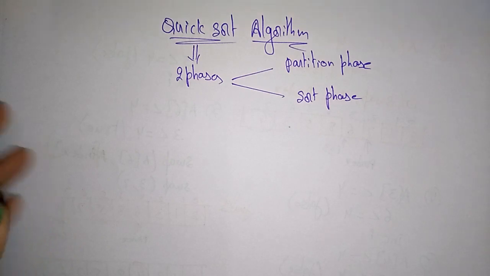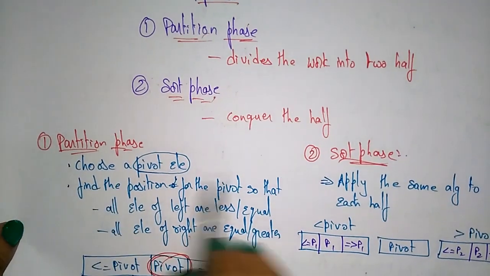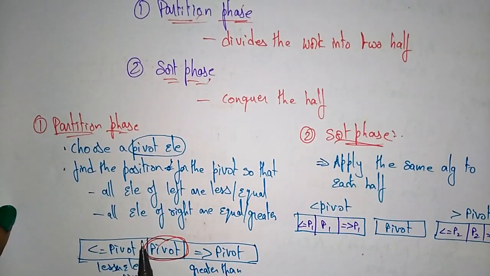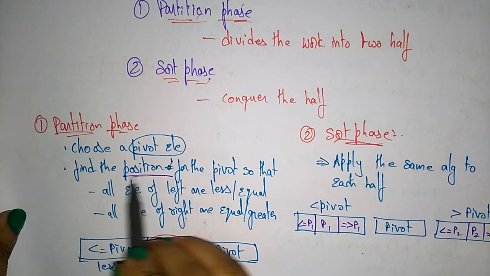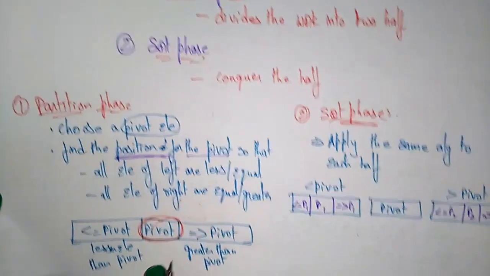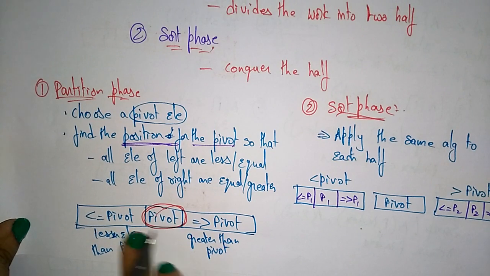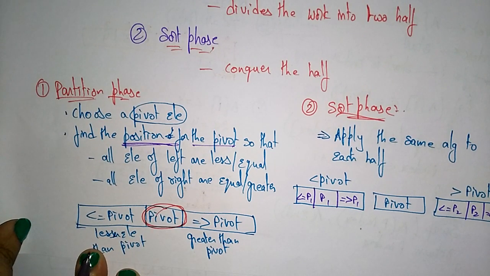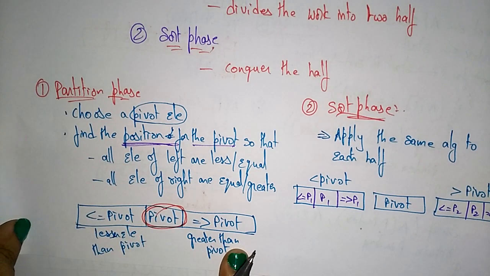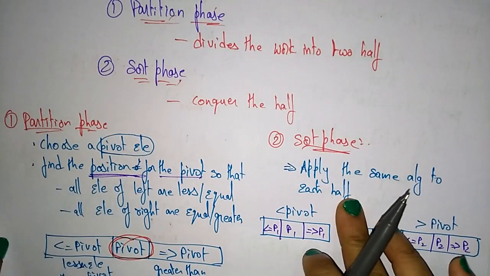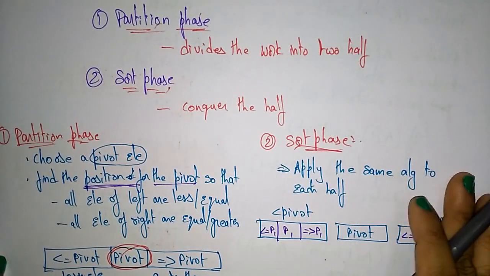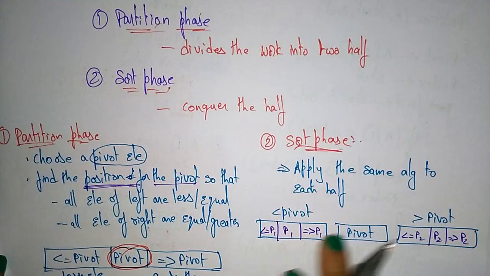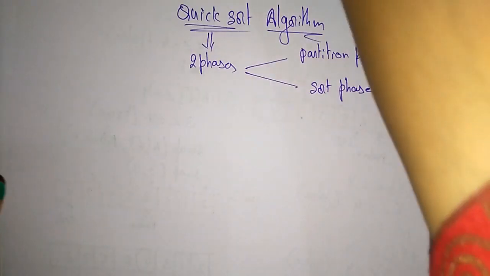In the previous video I explained about the partition phase and the sort phase. The partition phase is just to find out the position for the pivot. So just place the pivot element in the center. Left side should be lesser elements than the pivot and the right side should be greater than the pivot element. Now coming to the sort phase. Here we will apply the same algorithm to each half. So let us see that.